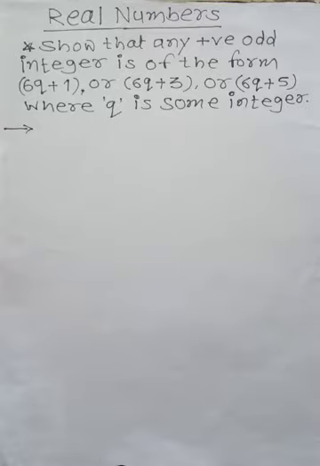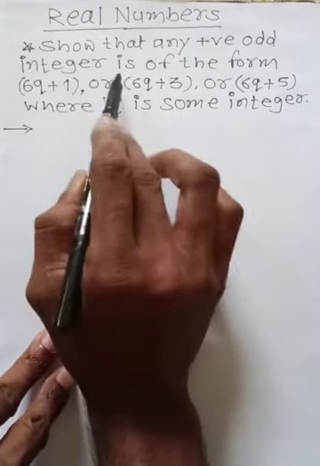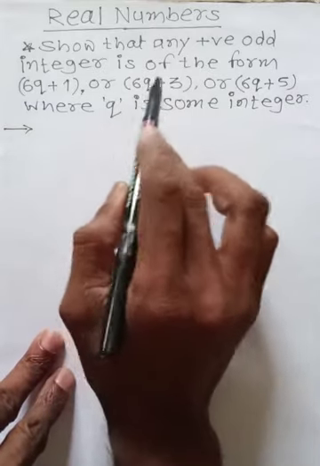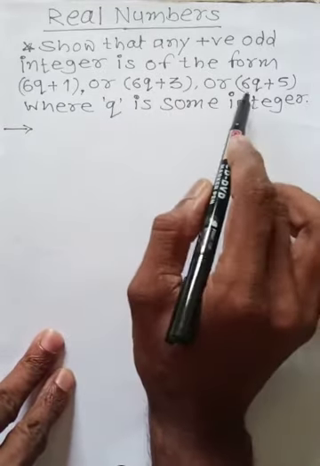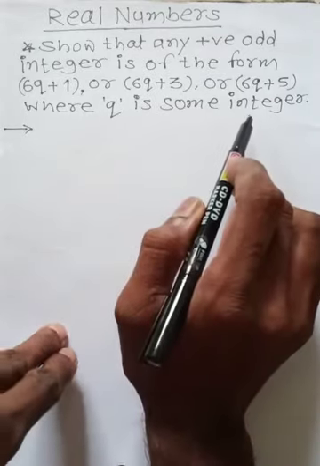NCERT exercise 1.1. Now here first question: show that any positive odd integer is of the form 6q plus 1 or 6q plus 3 or 6q plus 5, where q is some integer.